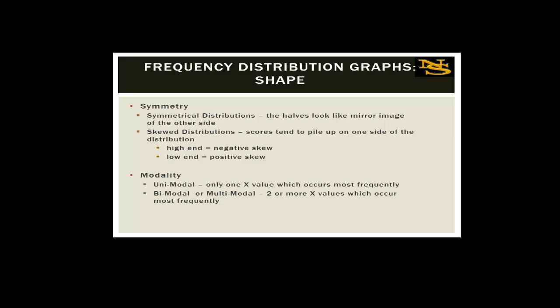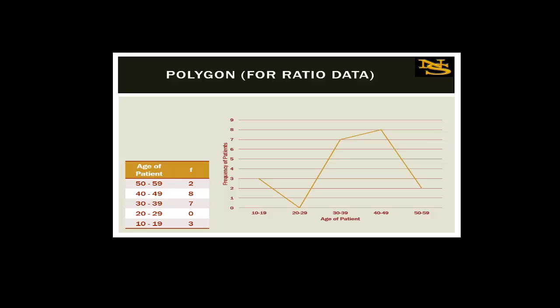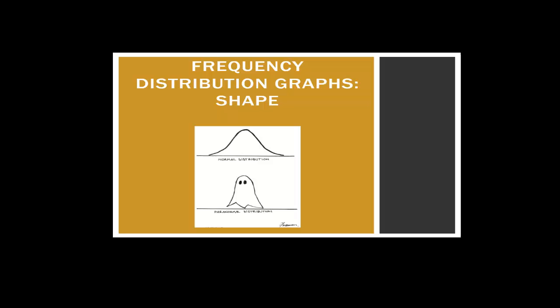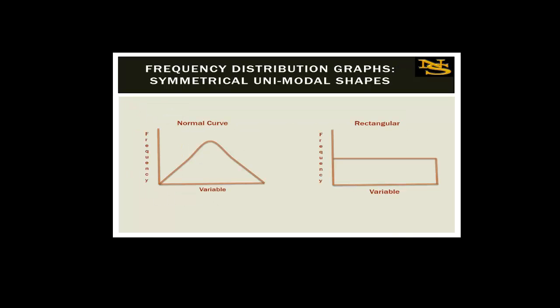So, symmetry and modality. Is it a mirror image? How many peaks do you have, essentially, in your frequency distribution graph? How many tall points representing a high frequency of scores? So here are some nice pictures for you.